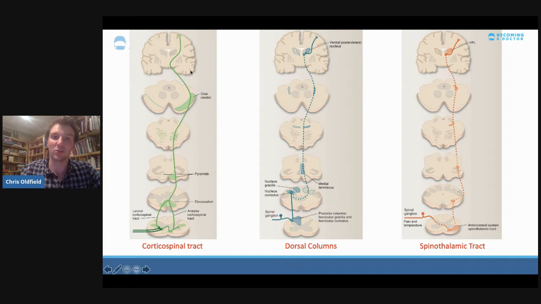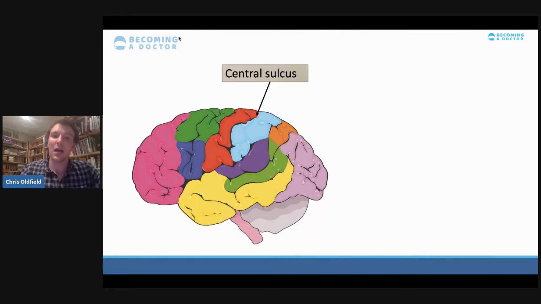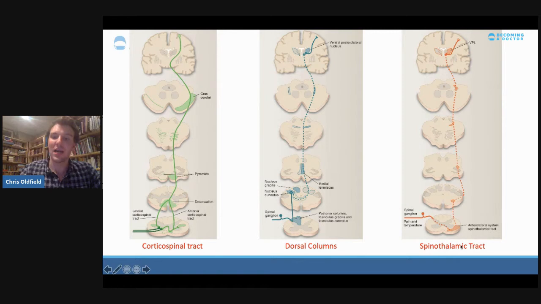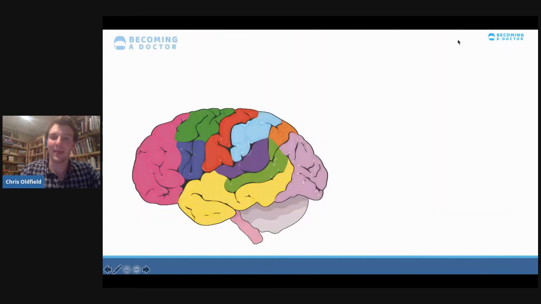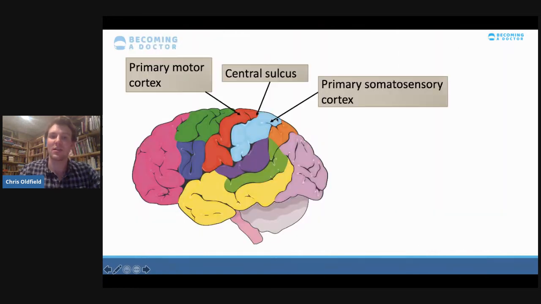What this means is that the fibers that we see, if we just go back one slide, from this corticospinal tract, which is the motor tract, they originate up here in the cerebral cortex, just in front of the central sulcus. However, the fibers for the dorsal columns and the spinothalamic tract, as they go up towards the brain, end here and here, just posterior to the central sulcus in the primary somatosensory cortex. The central sulcus is also the line where the frontal lobe and the parietal lobe are separated. So that means that the primary motor cortex is in the frontal lobe, whereas the primary somatosensory cortex is in the parietal lobe.